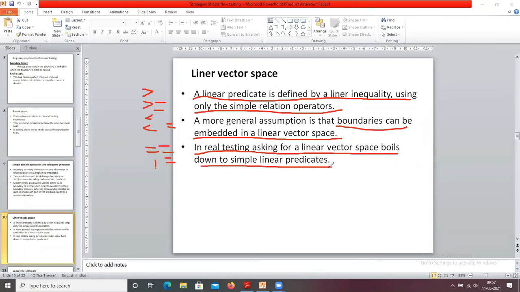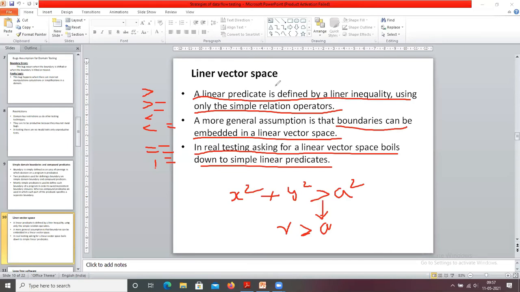So what does it mean? For example, take x squared plus y squared greater than a squared. The predicate x squared plus y squared greater than a squared is not linear in rectangular coordinates, but by transforming to polar coordinates we obtain the equivalent linear predicate r greater than a. Now this is changed to r greater than a. This we call a linear vector space.